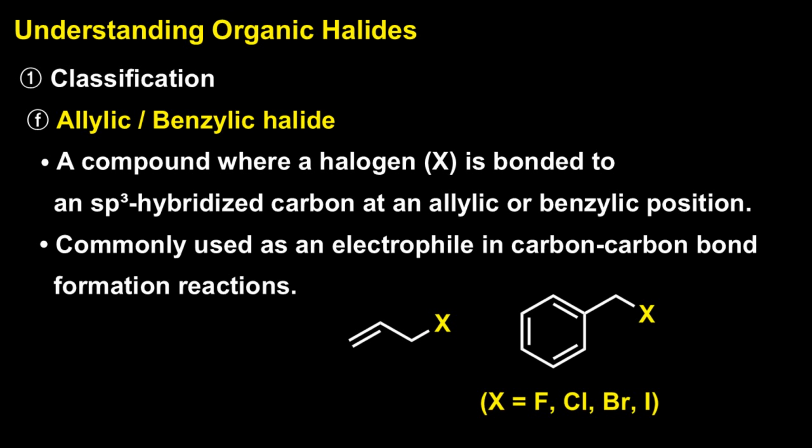Finally, let's talk about allylic and benzylic halides. In these, the halogen is bonded to an sp3 carbon that's right next to a double bond or an aromatic ring. Technically, they're alkyl halides, but they're way more reactive. Why? Two reasons. First, the carbocation formed after the halide leaves is stabilized by resonance. Second, the nearby pi system lowers the activation energy during the reaction. That makes substitution and elimination much easier.